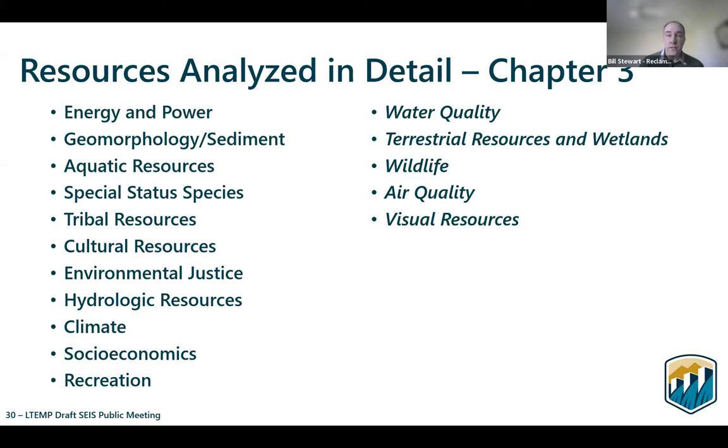The five resources on the right, starting with water quality, did not receive public scoping comments and we will not be going through those in this presentation, but I would certainly encourage you to read through those sections in chapter 3 of the document.